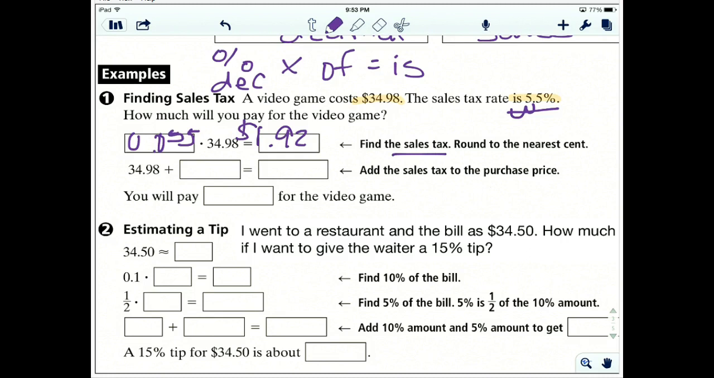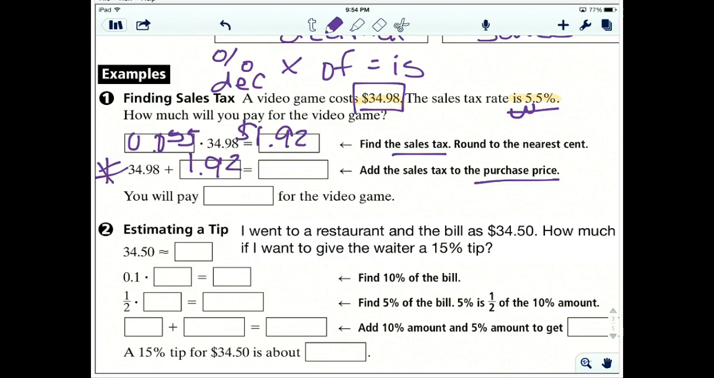Now, I want to add this so I can find the total price, because remember, if you're going to the store, they don't just charge you this. On your receipt, it says the price, and then it says adding tax, and then they give you your total. So I need to add this at the end. This is a very, very important step. If you don't do this, you can't get the total.